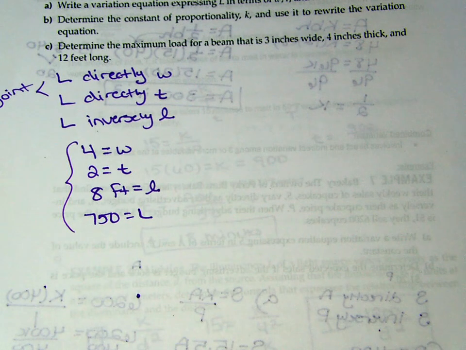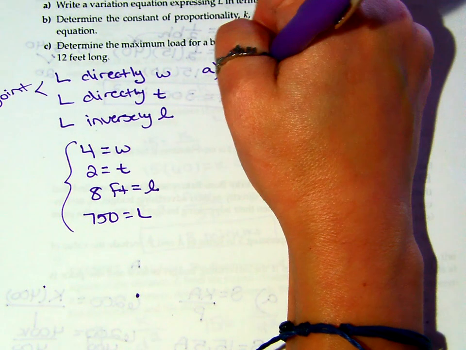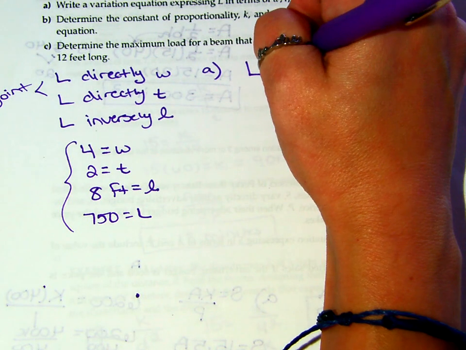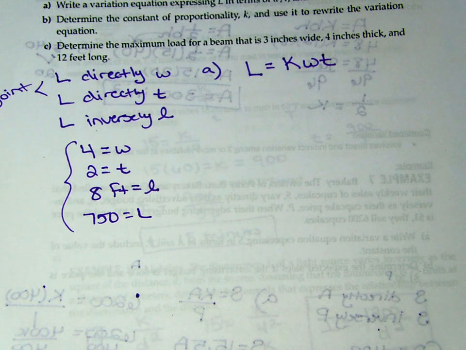First thing they're going to ask is write a variation equation expressing big L in terms of W, T and little l. So even though we have a joint variation at play here, remember joint variation was direct. And I said it's always easiest to start these combination problems by looking at the direct variations. So if I'm looking at direct variations, I have the load of the beam is directly variable to K times W times T. That would be a joint variation problem if I didn't have anything else at play.